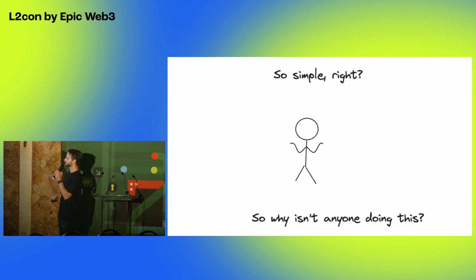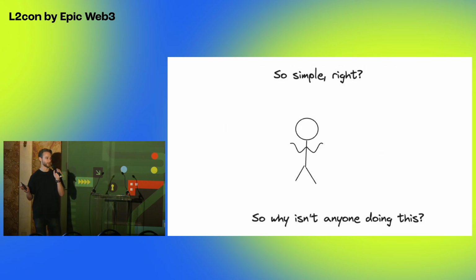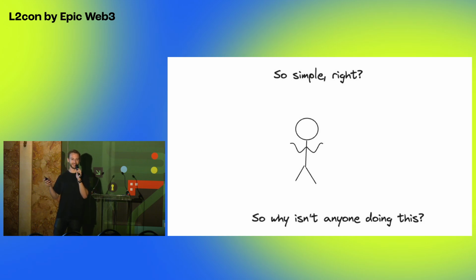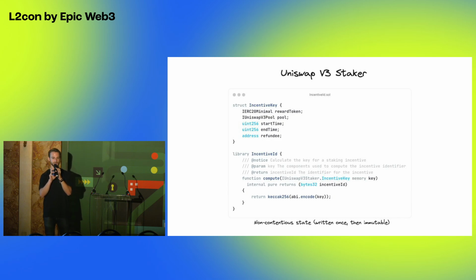Simple, right? Now, if this was so simple, how come everybody's not doing this? At the very least, we're reducing state, we're reducing fees a lot. This seems like an obvious thing for applications to do. There actually are some applications using this technique. The one that I like to talk about is Uniswap v3, this Uniswap staker contract. It's not a super popular contract, but this is basically a farming contract for Uniswap v3 concentrated liquidity positions.